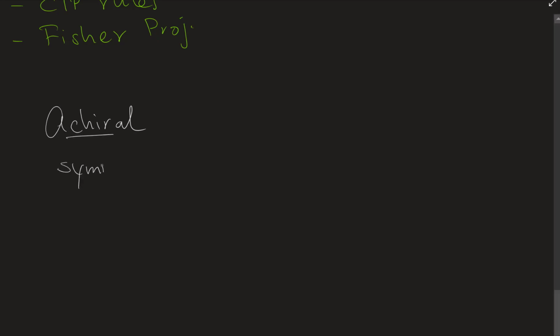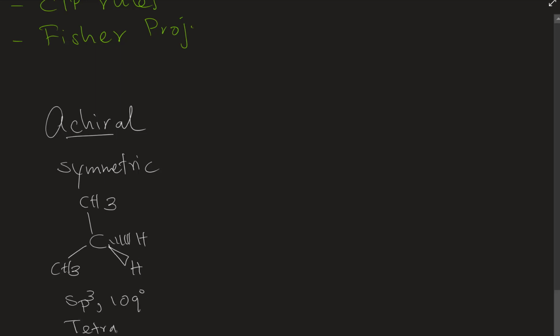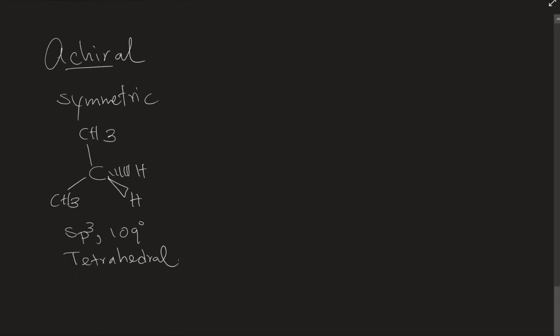Okay, now, so let's get started with an achiral molecule. So this is a symmetric molecule. So that is methyl and methyl groups attached to the center carbon. And there's a hydrogen and there's a hydrogen here. Now this one is sp3, 109 degree bond angle, tetrahedral species.